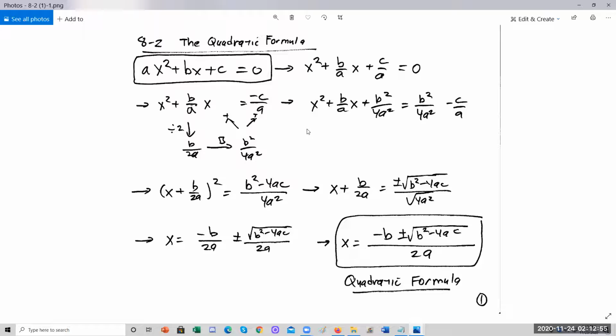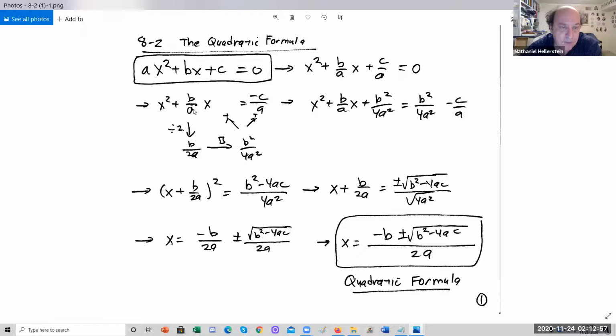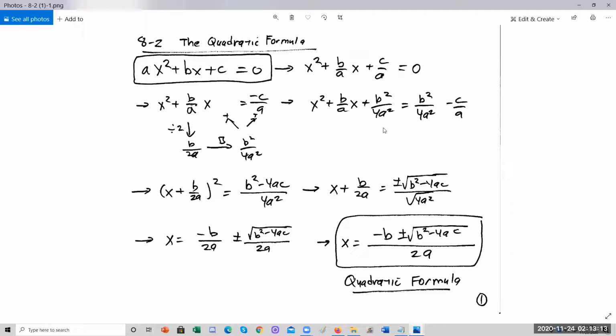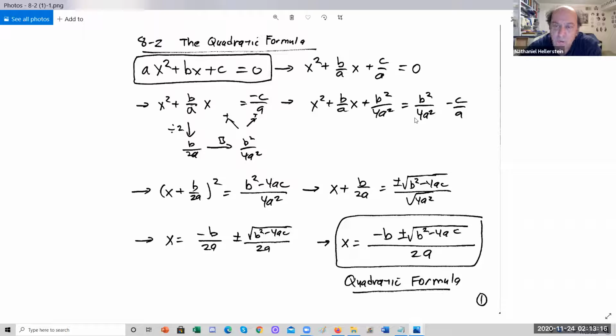Now we will complete the square. We do that by taking half the middle coefficient, that's b over 2a, squaring it, b squared over 4a squared, and adding that to both sides. So on the left, x squared plus b over a x plus b squared over 4a squared, which is the square of x plus b over 2a. And then on the right, b squared over 4a squared minus c over a. Now if you put that over lowest common denominator, 4a squared, you get b squared minus 4ac over 4a squared. That equals the square of x plus b over 2a.